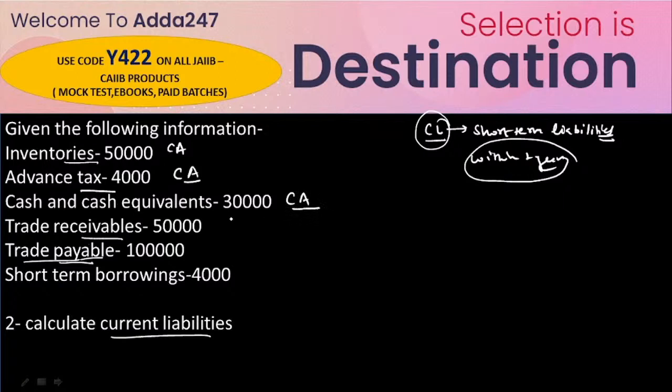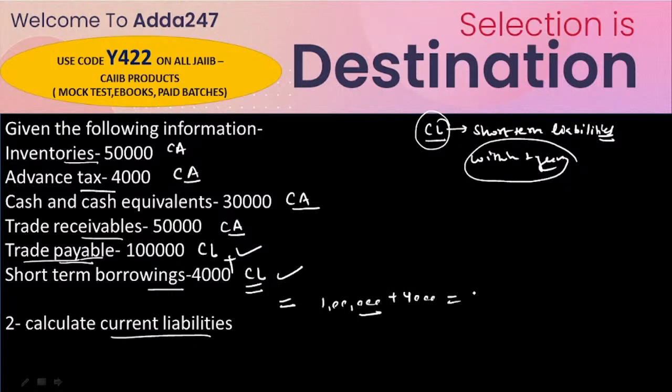Trade receivables are also considered a current asset, while trade payables, or accounts payable, are considered a current liability. Short-term borrowings are also a current liability. So if we have to calculate the current liabilities here, that would be 1 lakh, the trade payables, and 4,000, the short-term borrowings. So the answer would be 1,04,000 rupees. So that's how we calculate.